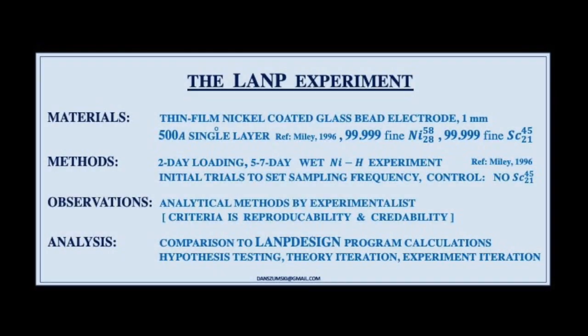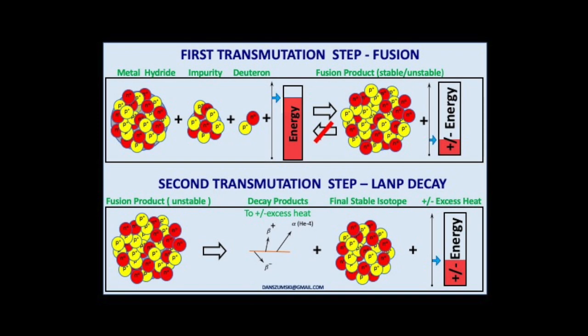The least action nuclear process theory is used to develop an experimental hypothesis that specifies the time sequence of nuclear transmutations in a thin-film nickel electrode made from 99.999% fine nickel 58 and a single mono-isotopic element impurity such as 99.99% fine scandium 45. The theory provides energetic calculations for the initial fusion transmutation, followed by a decay process along the path having the smallest energy change.